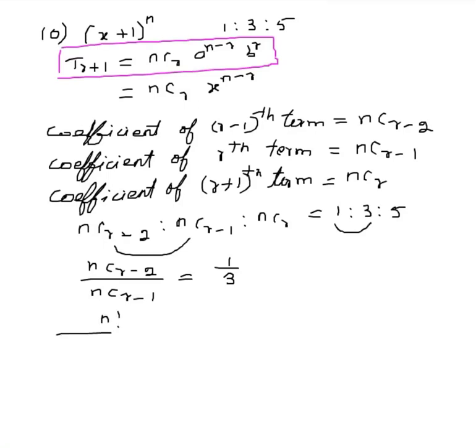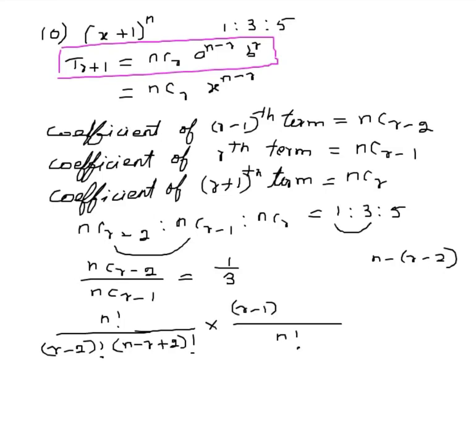n factorial divided by r minus 2 factorial times n minus of r minus 2. Distribute the negative sign. We get n minus r plus 2 factorial. Divided by, let me write the reciprocal of the denominator, which is n factorial, r minus 1 factorial times n minus of r minus 1, which is n minus r plus 1 factorial, equal to 1 by 3.